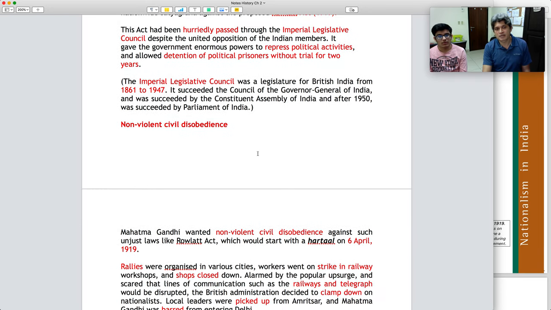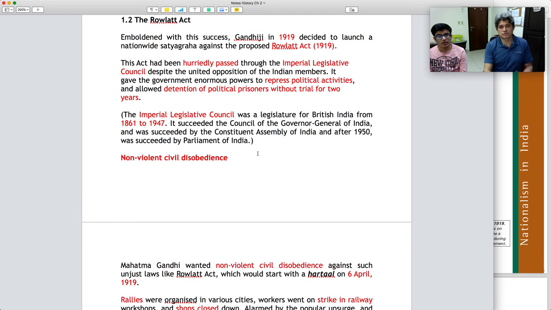Let me just read that again, for clarity. The Imperial Legislative Council was for British India from 1861 to 1947. So basically, these are the different steps in how the Indian Parliament was formed. It originated in the Imperial Legislative Council, which was the first forum for discussion on national legislature. A legislature is a forum for discussion of laws, right?